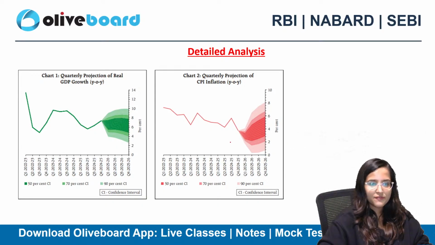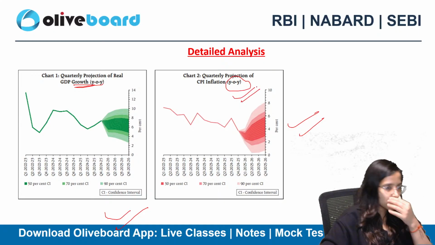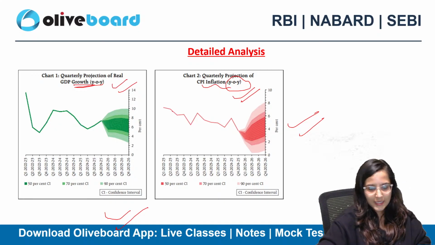Okay, these are the projections. You can see the CPI inflation projections. We've already seen the data over here. This is the quarterly projection of GDP growth, and this is also year-on-year GDP growth. This is for inflation. This is for GDP growth.